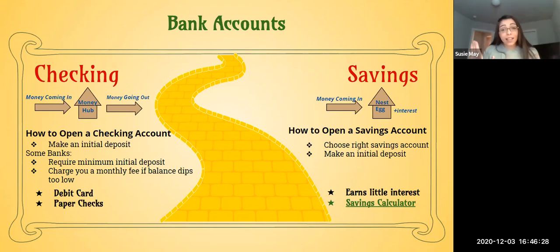Now, a savings account is a little different in the form of money doesn't really go out as frequently. It's really going to sit there. It's going to become what I like to call your little nest egg. So money comes in, it sits in your nest egg, and then it actually grows. It earns interest. Now, interest may not be a lot, and I'll show you that in a minute. A lot of banks' percentages are kind of low, which is fine. Just do your research and find one that's right for you.